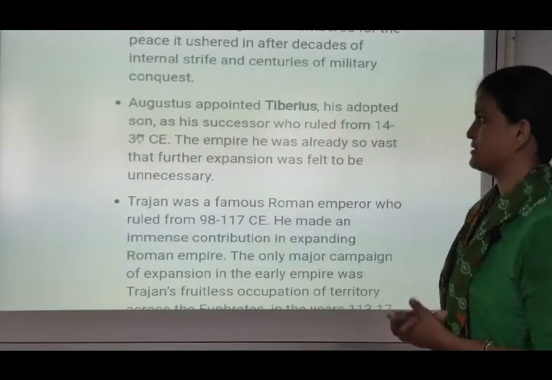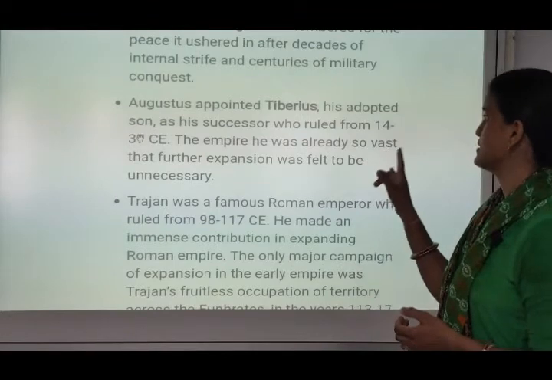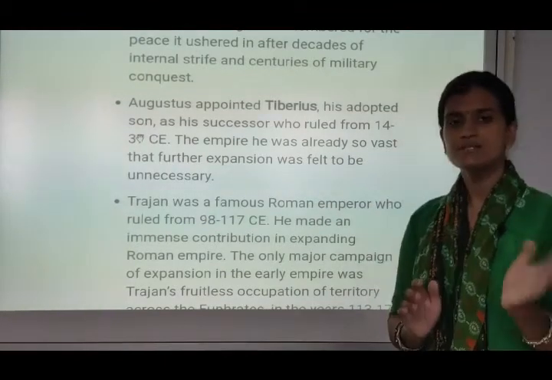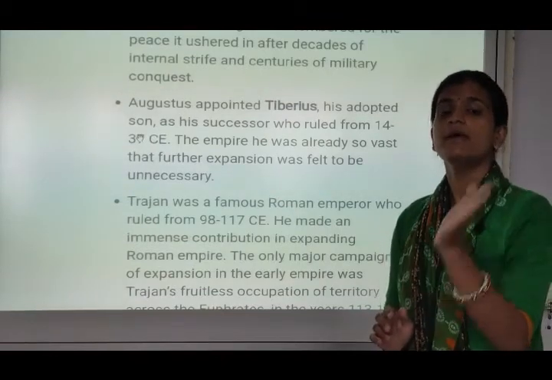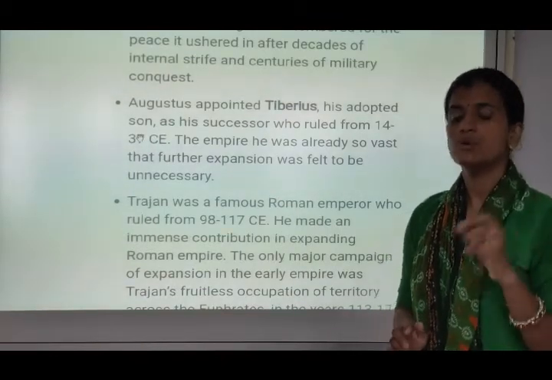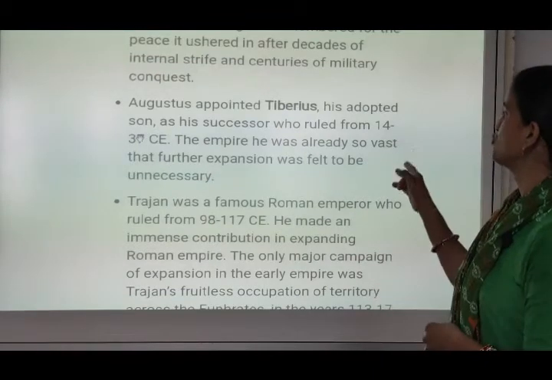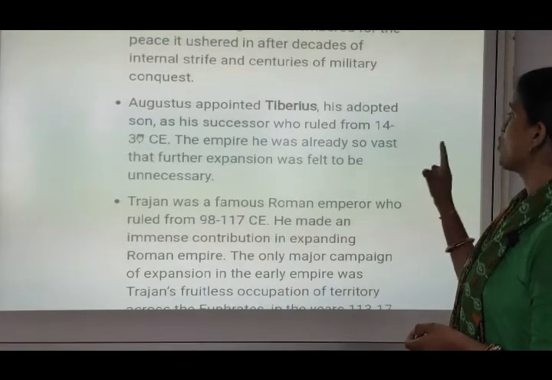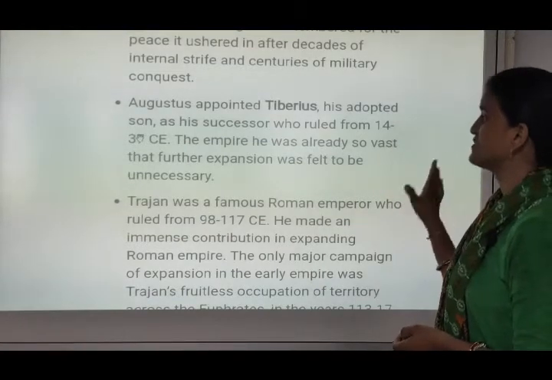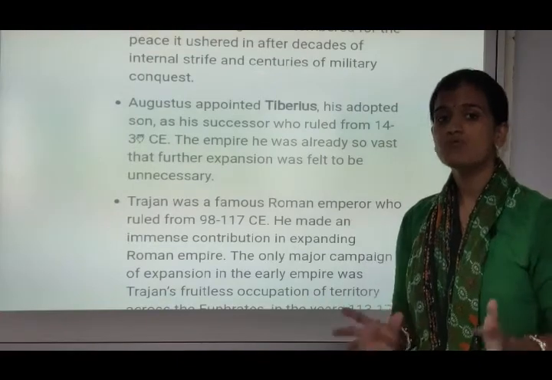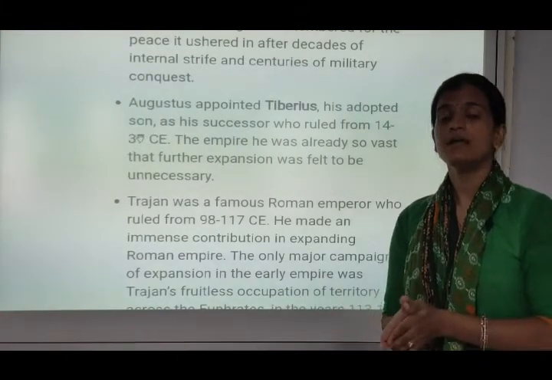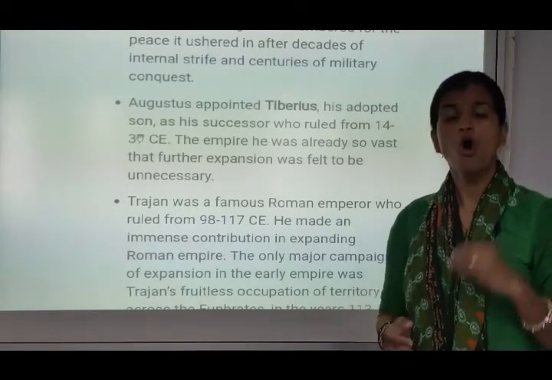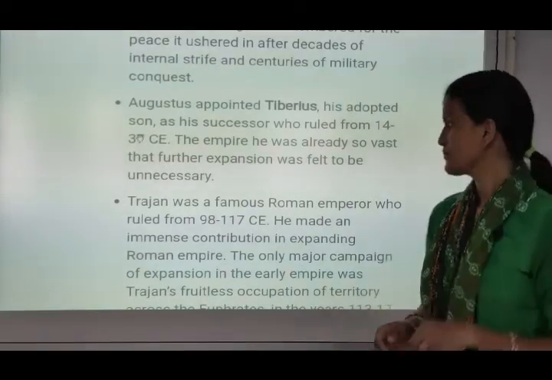Augustus appointed Tiberius, his adopted son, as his successor, who ruled from 14 CE. Now what happened? Augustus appointed Tiberius. Tiberius was his adopted son, and he came into rule from 14 CE. The empire was already so vast that further expansion was felt to be unnecessary. Augustus had expanded the empire in such a way that there was no necessity of expanding the rule very much.